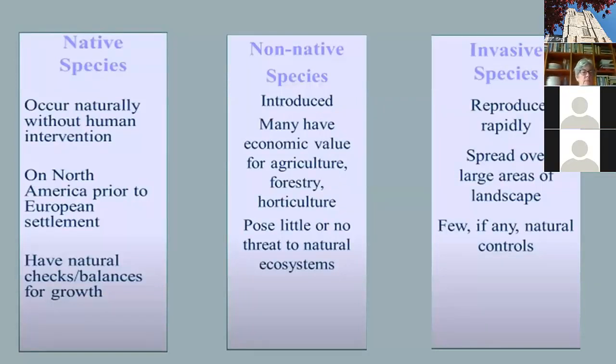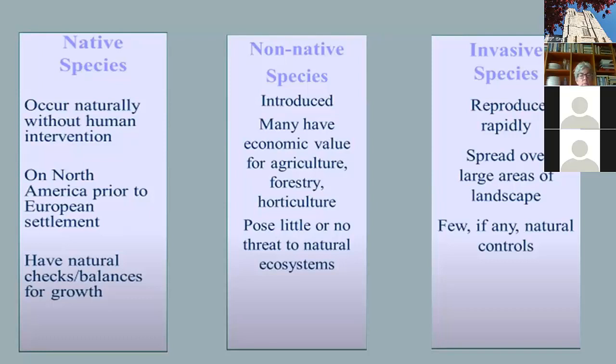Just to have some different definitions of native species, non-native species, and invasive species. Native species occur naturally without human intervention. They were in North America prior to European settlement, and native species have natural checks and balances for growth.